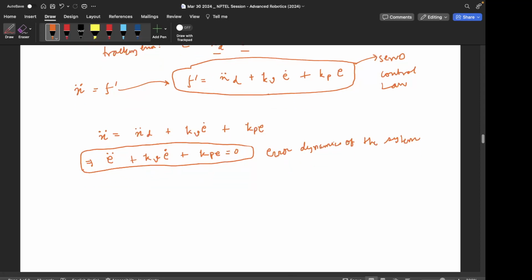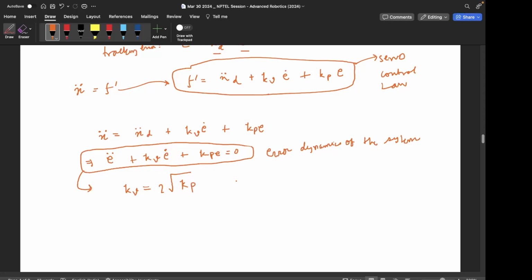So again we have a second order homogeneous differential equation which we have analyzed before, and we can straight away write the relation that for critical damping we have kv is 2 times under root kp, right? And by choosing these parameters we can guarantee that e will go down to 0.